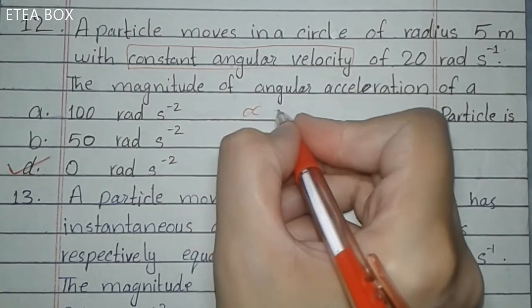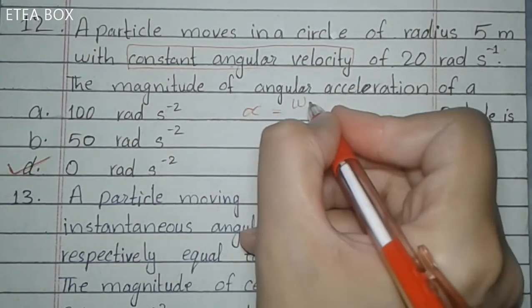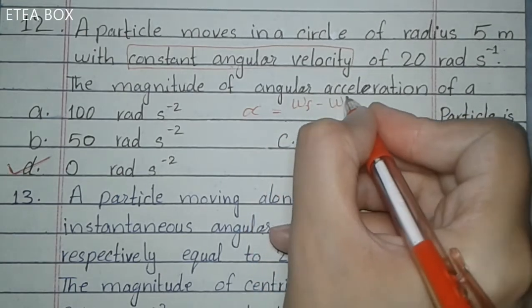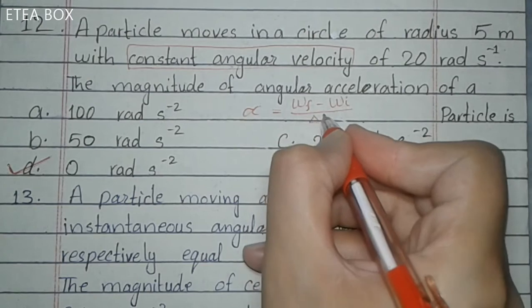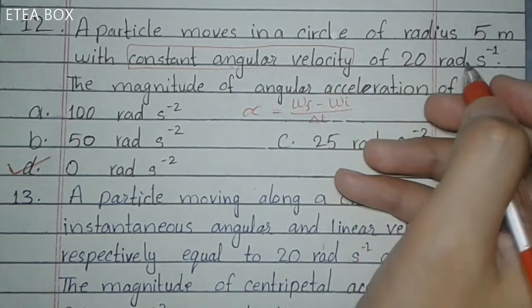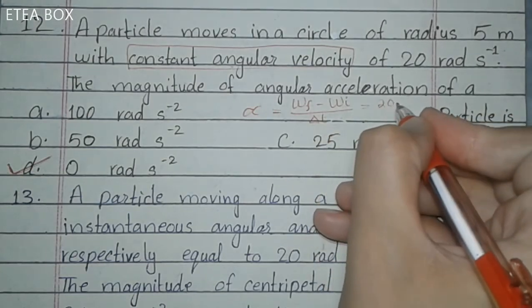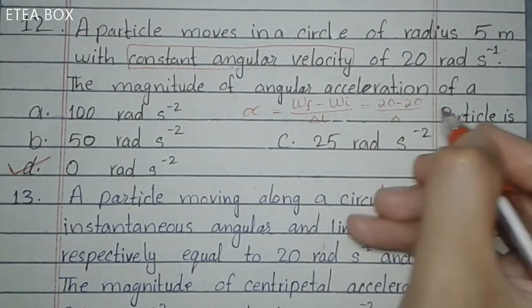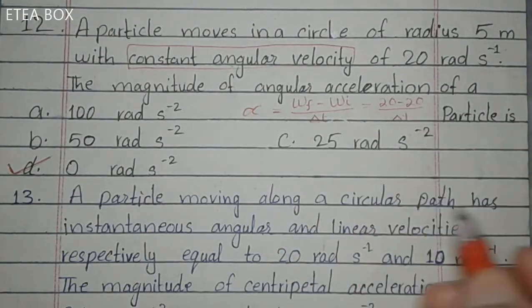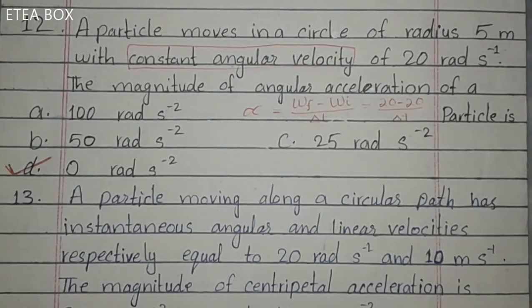Look, we know that angular acceleration is equal to final angular velocity minus initial angular velocity divided by change in time. Look, the constant angular velocity means that it's 20 radian per second. So 20 minus 20 divided by time, so it will give 0 divided by time, and then 0 divided by anything gives 0 radian per second, okay?